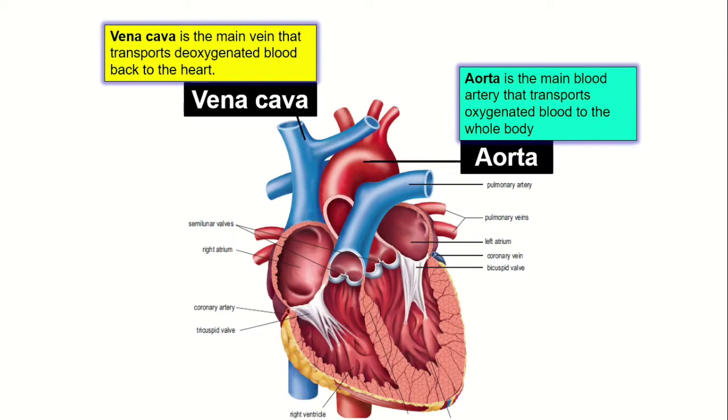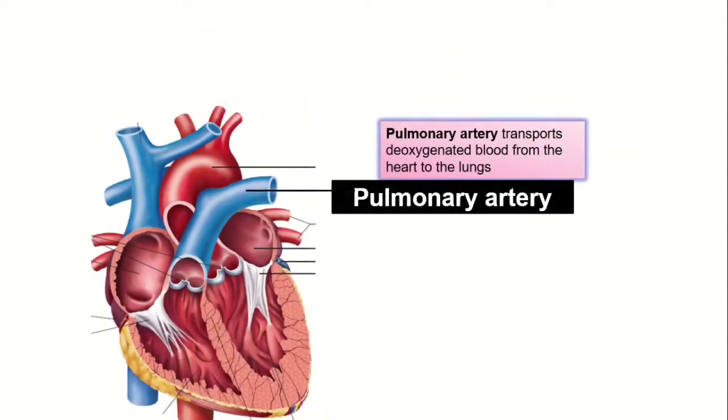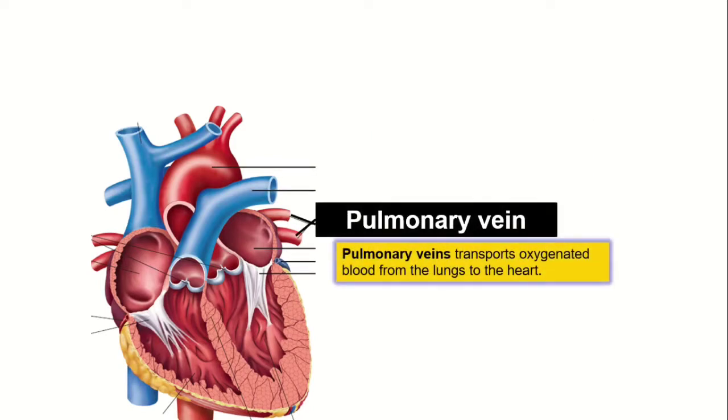Now let me discuss each function of the structure of the human heart. Vena cava is the main vein that transports deoxygenated blood back to the heart. Meanwhile, the aorta is the main artery that transports oxygenated blood to the whole body. Next, the pulmonary artery. Pulmonary artery will transport deoxygenated blood from the heart to the lungs. Next one is the pulmonary vein. The pulmonary vein transports oxygenated blood from the lungs to the heart.